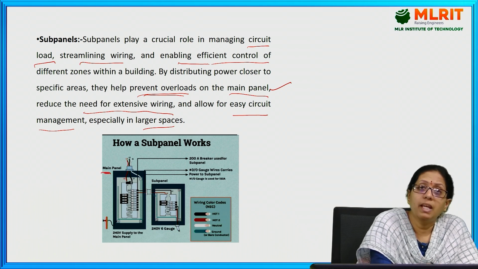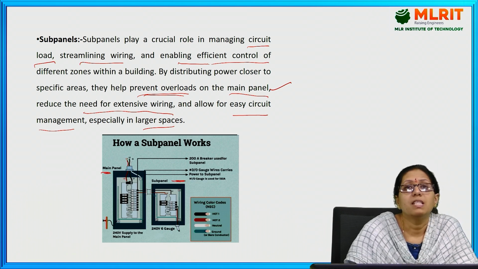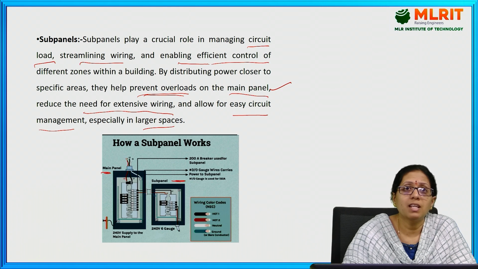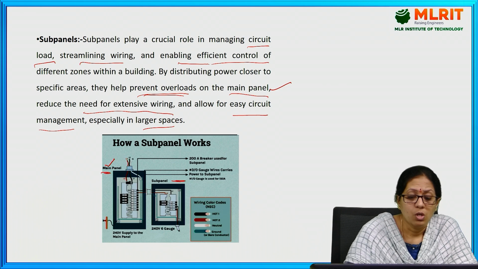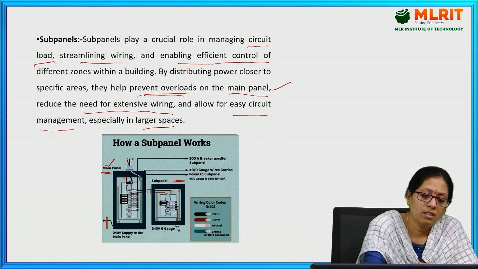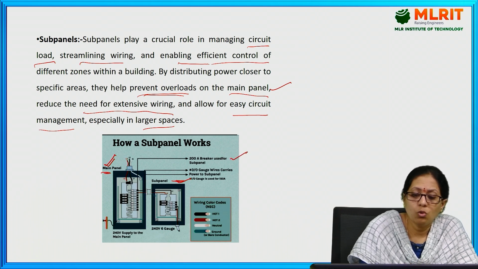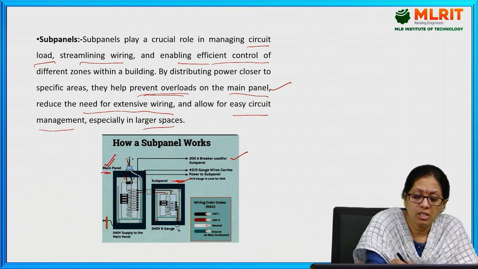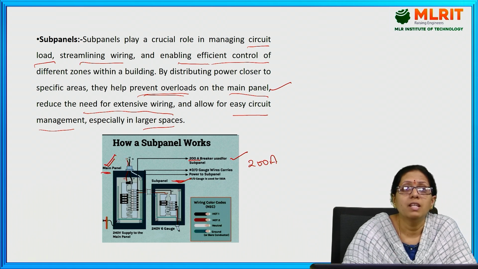Here you can see the picture of a sub panel. This is the main panel, and this main panel is connected to one of the sub panels. Here you can see only one sub panel, but practically we will have different sub panels, and all these sub panels are ultimately connected to the main panel. Here the main panel has a 200 amperes breaker used for the sub panel.